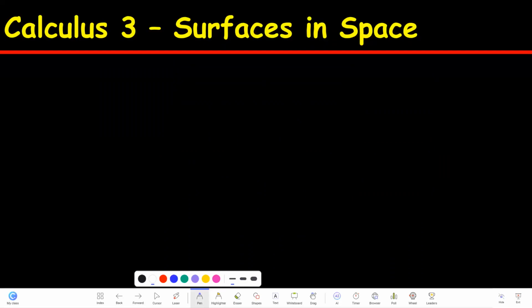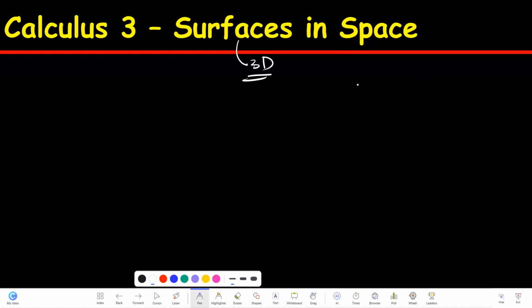Since it's a really big topic and we have limited time, we're going to talk about something: surfaces in space. Surfaces means 3D. First of all, surfaces mean 3D.